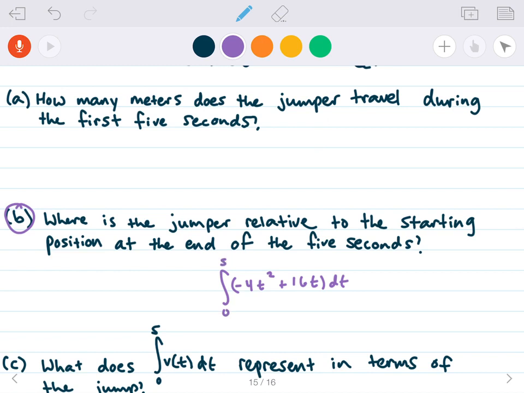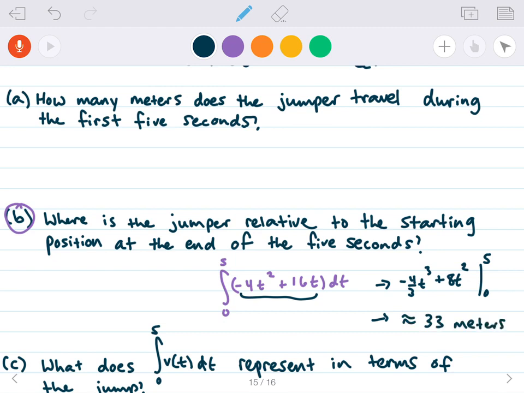All right, so let's go ahead and do this. Now we need to find the antiderivative of this. So the antiderivative is going to be negative 4/3 t cubed plus 8t squared. And we're evaluating from 0 to 5. Now, if you plug in 5 for t, what we're going to get is approximately 33 meters.